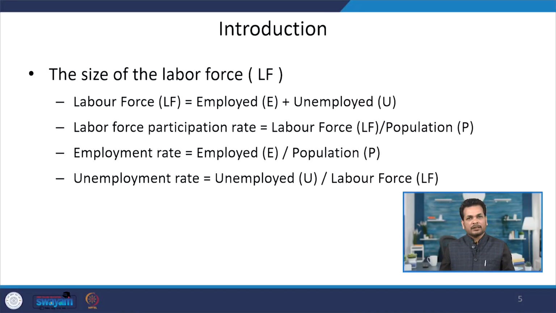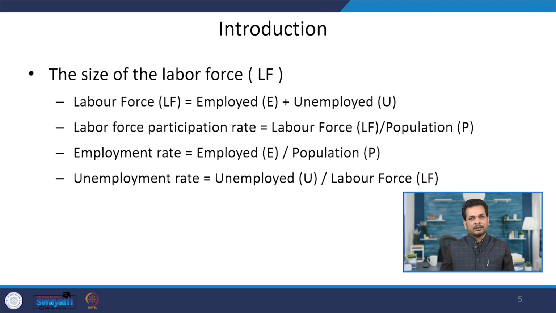So, before getting into the detailed discussion, let us recall how we measure the labor supply in the economy. The size of the labor force contains the employed and the unemployed people. The labor force participation rate is the ratio between the labor force and the population, whereas the employment rate is the number of employed divided by the population, and the unemployment rate is the number of unemployed people divided by the labor force.